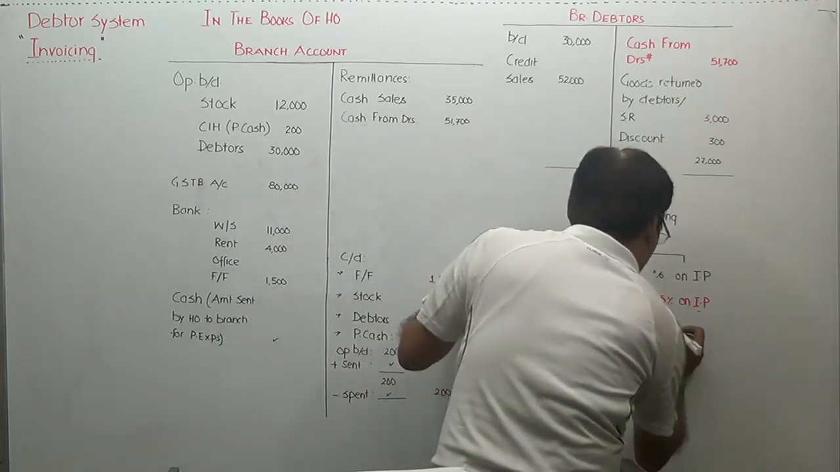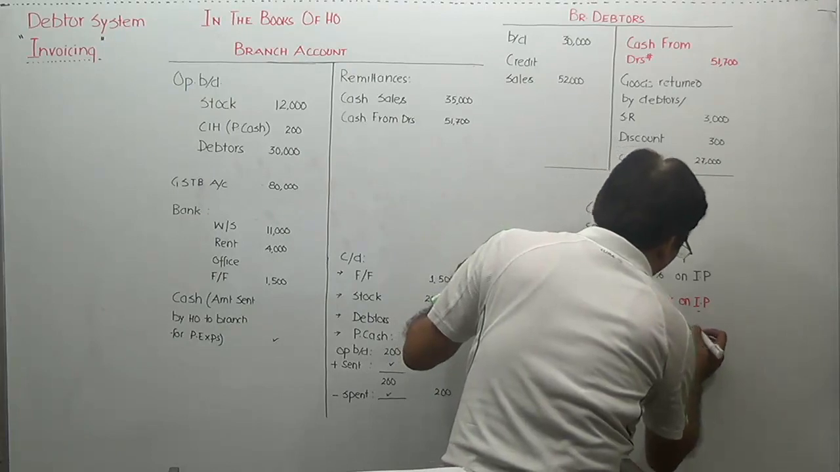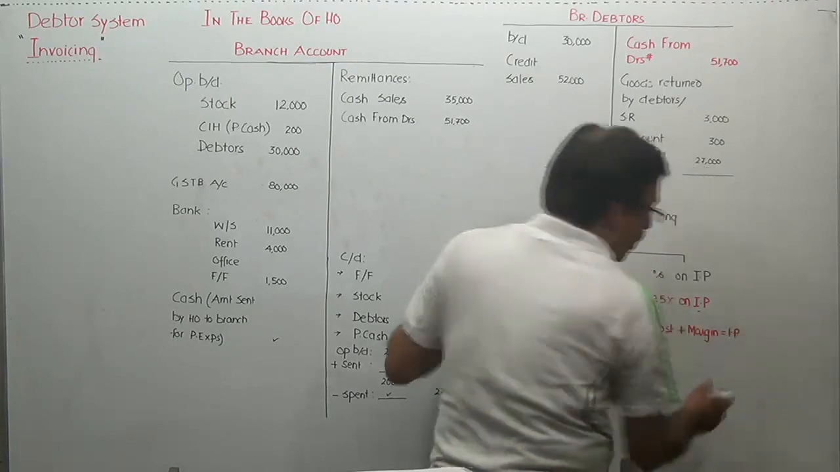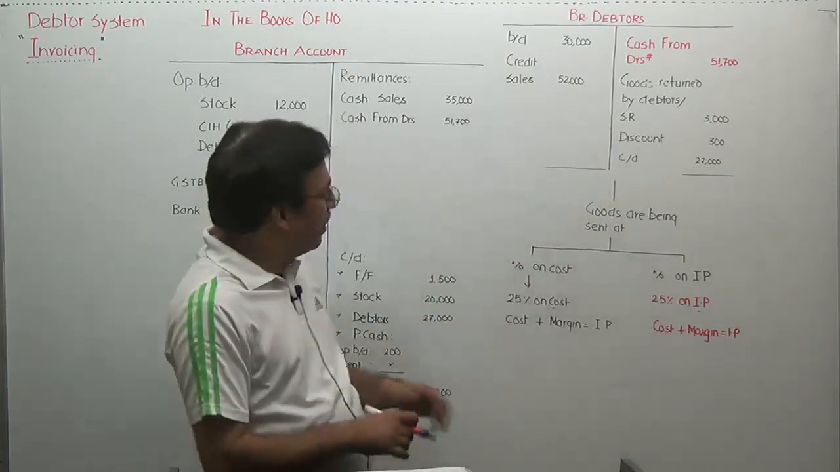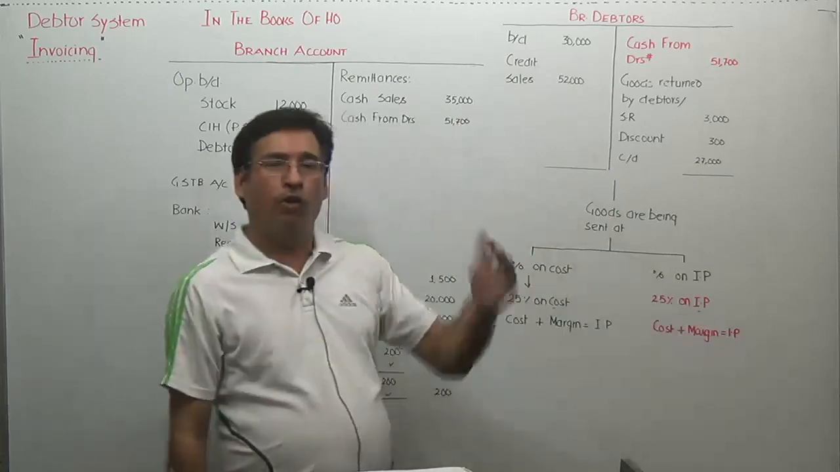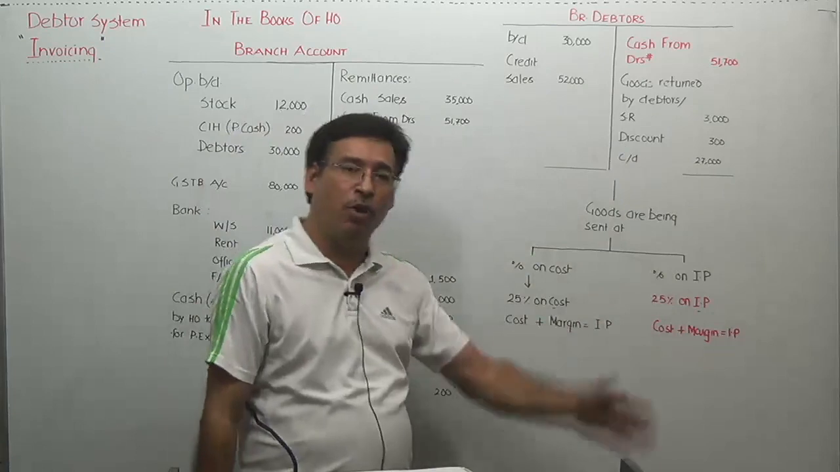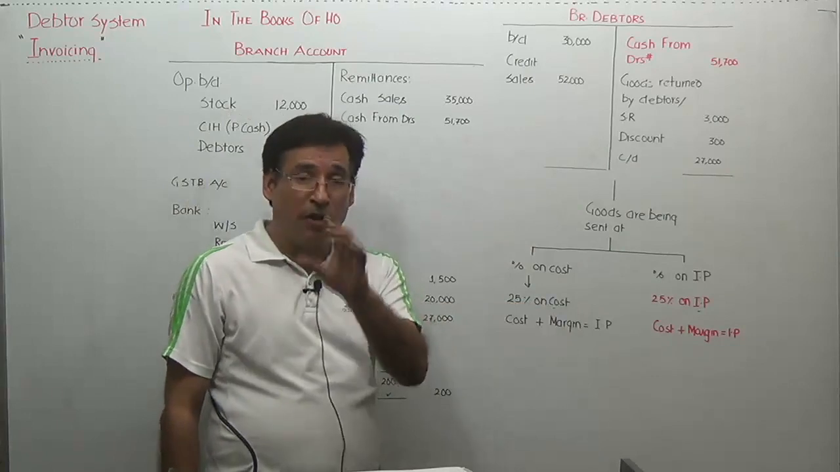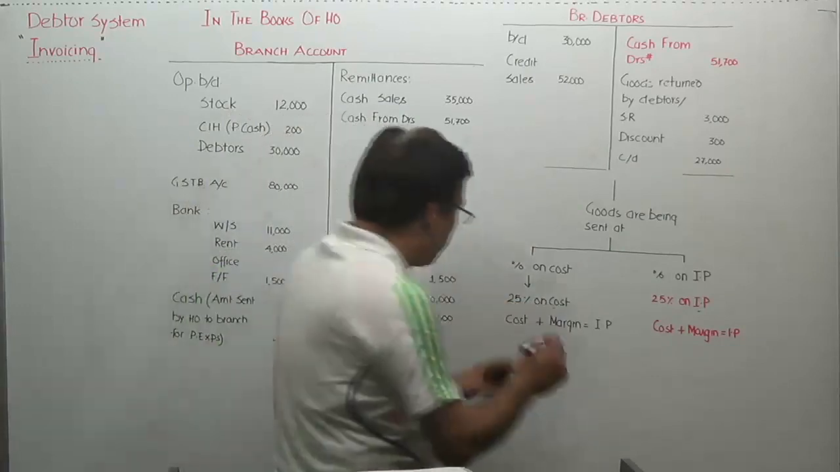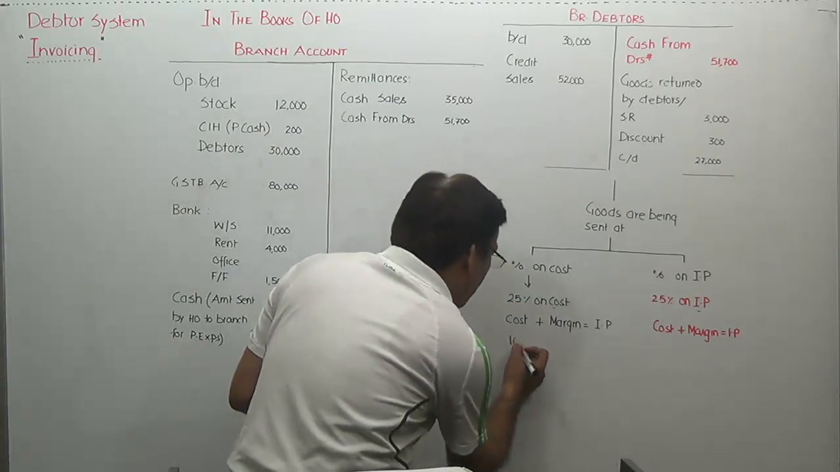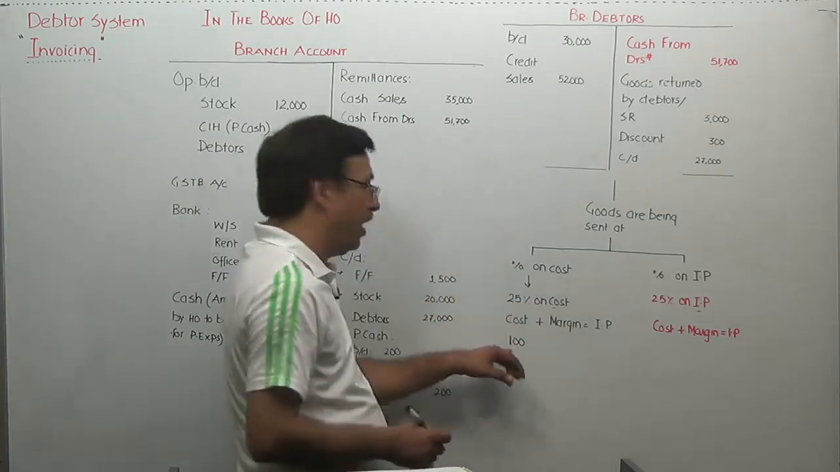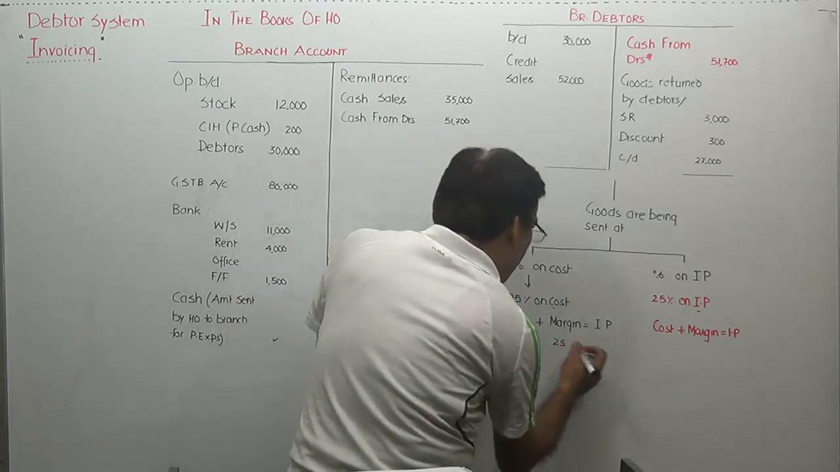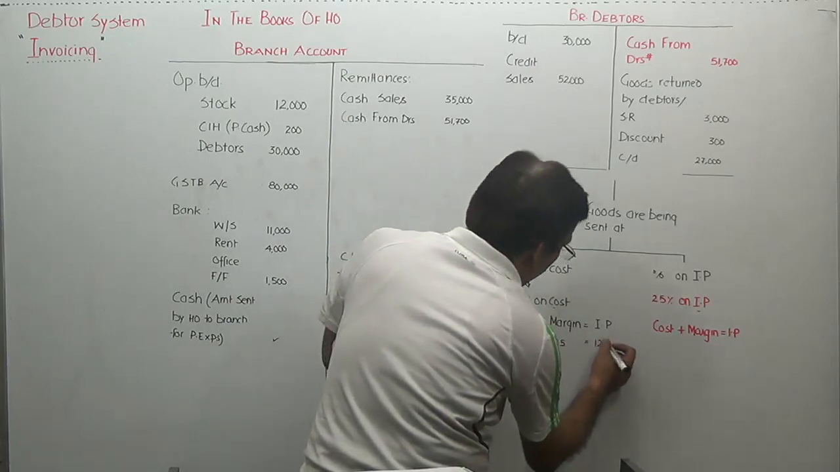Cost plus margin is equal to invoice price. After assuring yourself whether the rate is on cost or on invoice price, for example, in this case, you have assured yourself that the rate is on cost, correct? Please pay attention: if the rate is on cost, always presume cost to be 100. So in this case, you will presume cost as 100. Now to compute 25% of 100, that is 25, and you will get the invoice price 125.